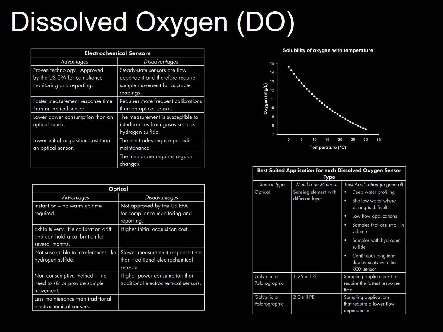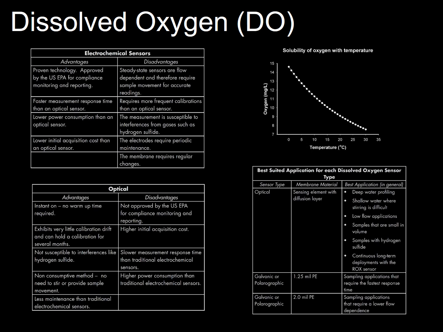So with an increase in temperature, the amount of dissolved oxygen that can be readily increase in concentration actually decreases. So the lower the temperature, the higher the concentration of dissolved oxygen. And then they give a nice summary of some of the best suited applications for the different types of electrochemical versus optical, shown there on the bottom right table.